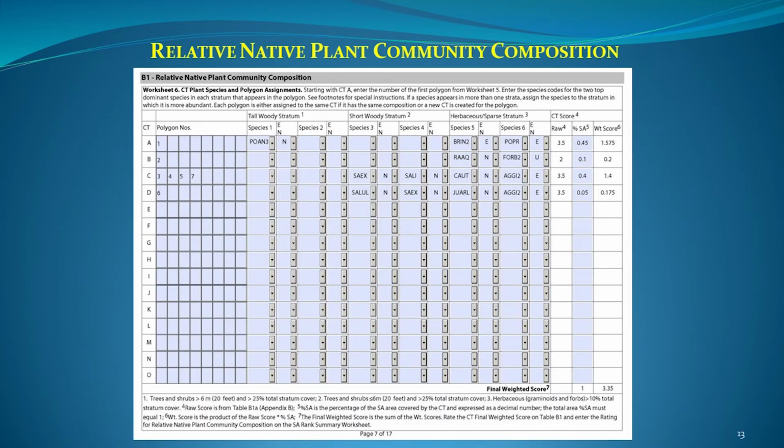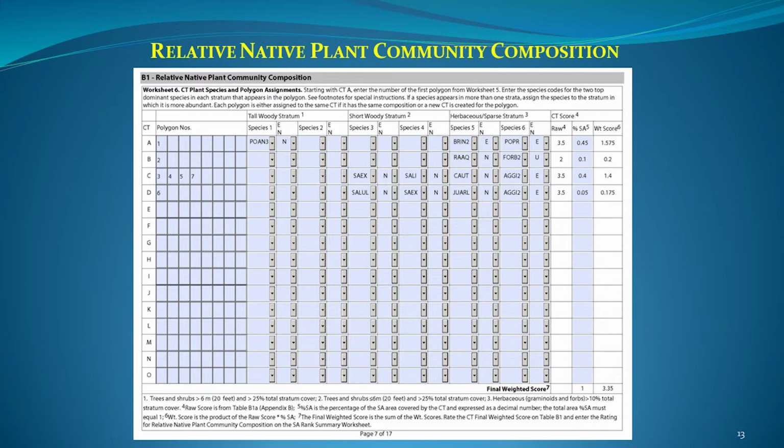So we're going to slide 13 now. This is your finished plant community composition worksheet. You've got all your data there to calculate your relative plant community composition weighted score for the whole sample area, because you have all of those weighted scores in that final column and you just add them up. As long as you have 100% of your sample area accounted for, not 110% or 90%, you will get a number between 1 and 4.